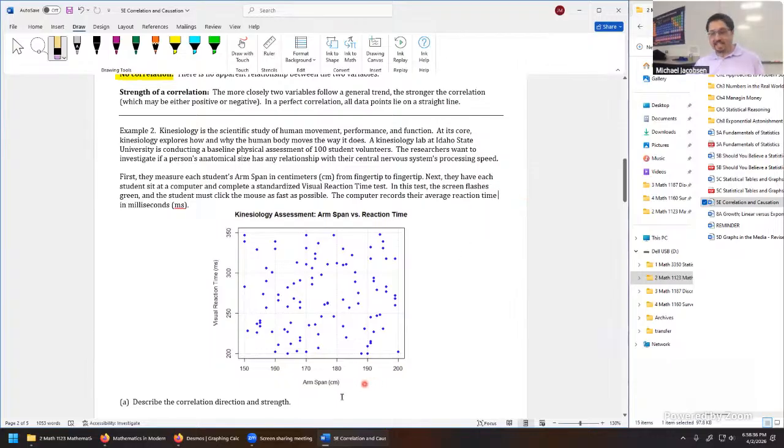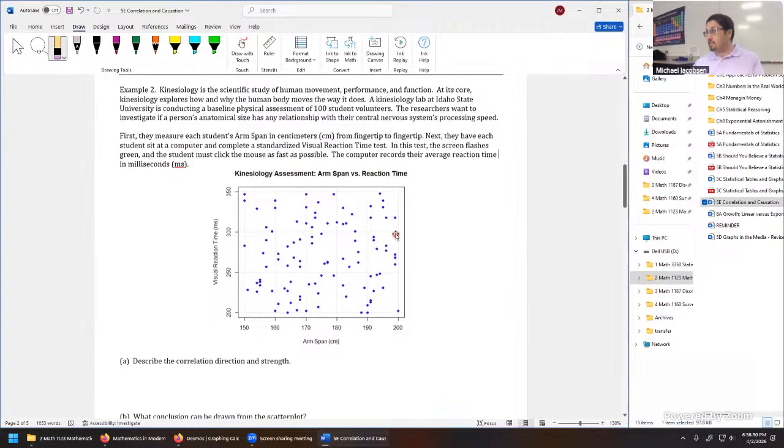So that's what they did. They looked at their anatomical size, how wide their arm span is, visual reaction time, how fast they could click a mouse button when a green screen flashed, and that's the data they got.